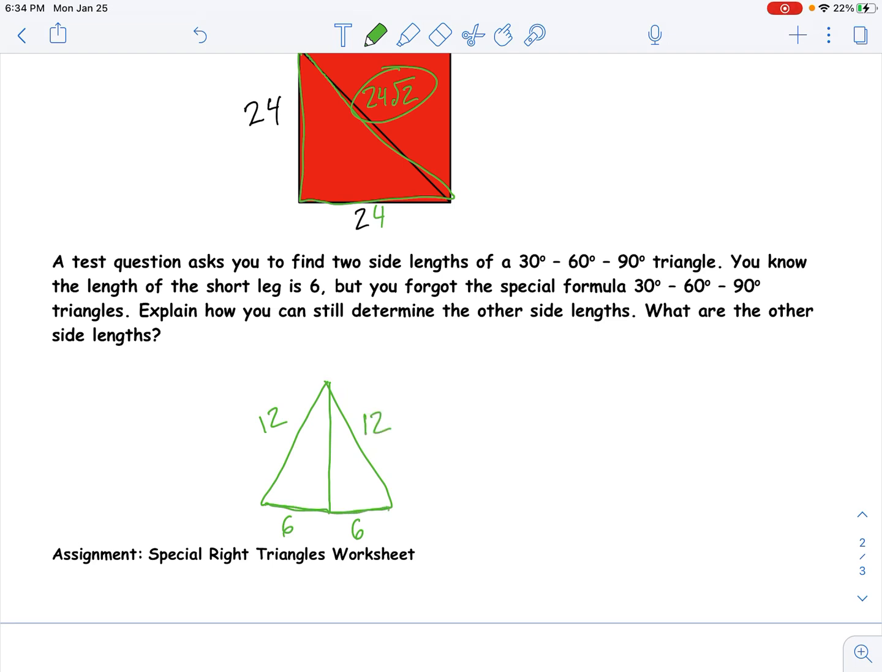This would be 12. Now I could use my Pythagorean theorem with the 12 and the 6 to get that missing side. Well, you could do the Pythagorean theorem to figure it out, but we know from the 30, 60, 90 triangle template that it's going to be 6 root 3.